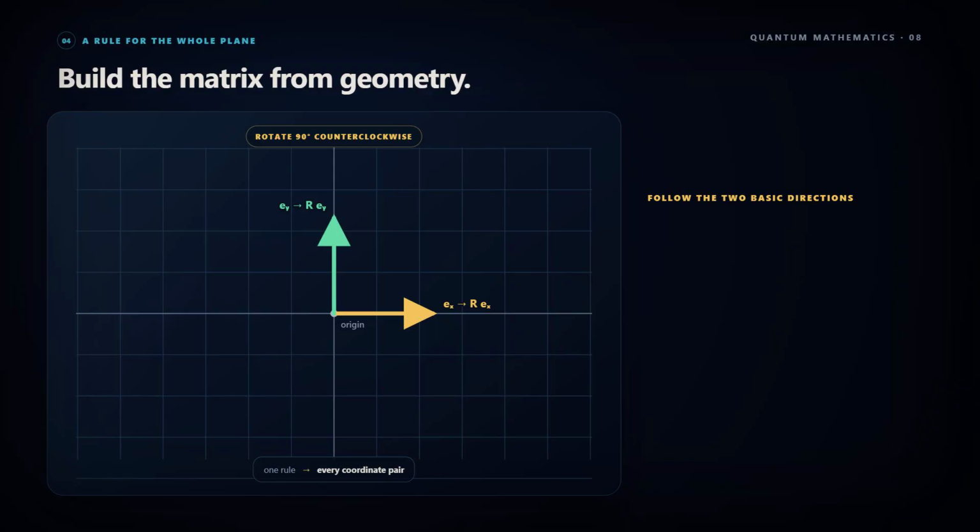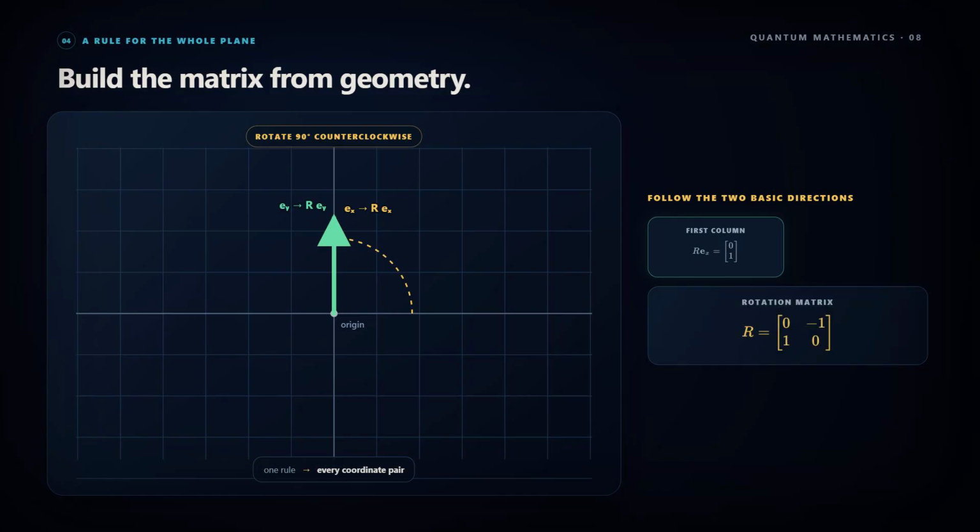Ask what the rotation does to the 2 basic coordinate directions. The first basic direction points 1 step along x. After a 90-degree counterclockwise rotation, it points 1 step along positive y. That output, 0, 1, becomes the first column of the matrix. The second basic direction points 1 step along y. After the same rotation, it points 1 step along negative x. That output, -1, 0, becomes the second column.